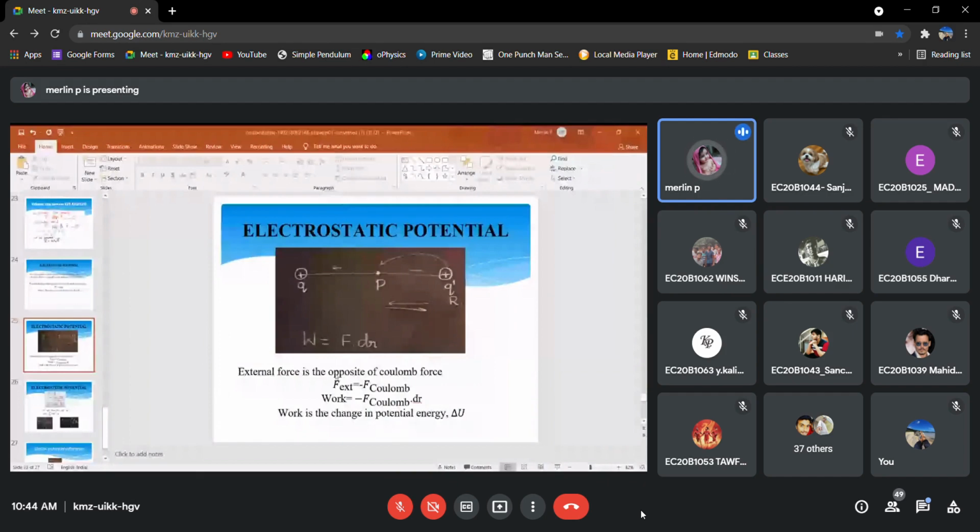We are giving an external force which is opposite to Coulomb's law, and that is what is written here. So the work done can be written as W is equal to minus of F Coulomb into dr. Work done is the change in potential energy. When we shift the charge from one point to another, there will be a change in potential energy. The charge will have some potential at this point, and at the other point the potential will be different. We are moving q dash from point R to point P. Any change can be written as d or del, so the change in potential energy is written as del of U.